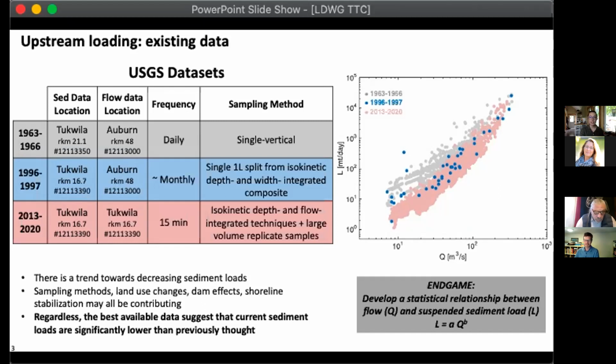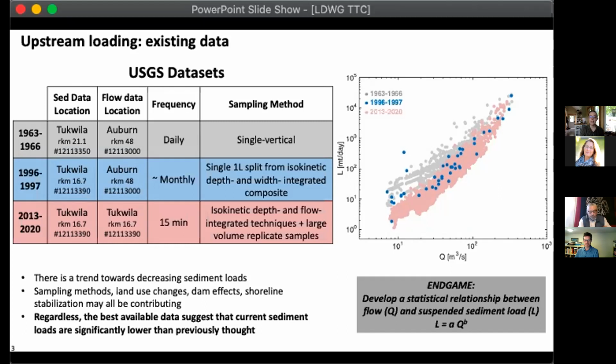With that said, there seems to be a pretty clear trend toward decreasing loads since the 60s. And there are some perfectly valid physical reasons why this might be the case. The Howard Hansen Dam was finished in 1962, and dams generally tend to reduce sediment loads downstream. There have certainly been plenty of land use changes throughout the watershed since the 60s, and there was a shoreline stabilization effort in the green that may have contributed to decreasing sediment loads.